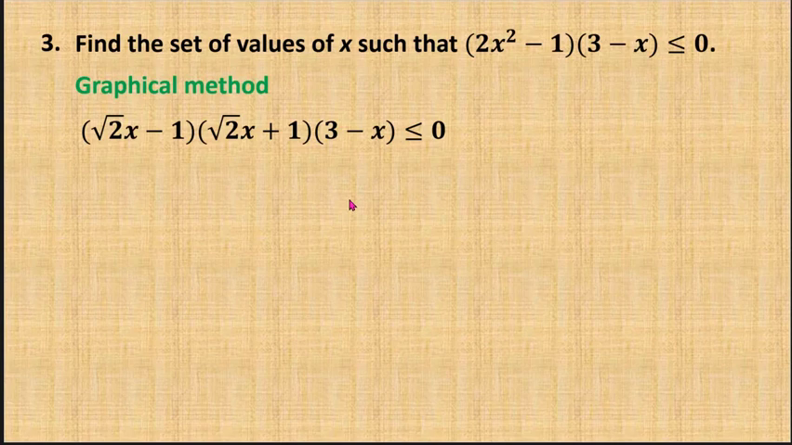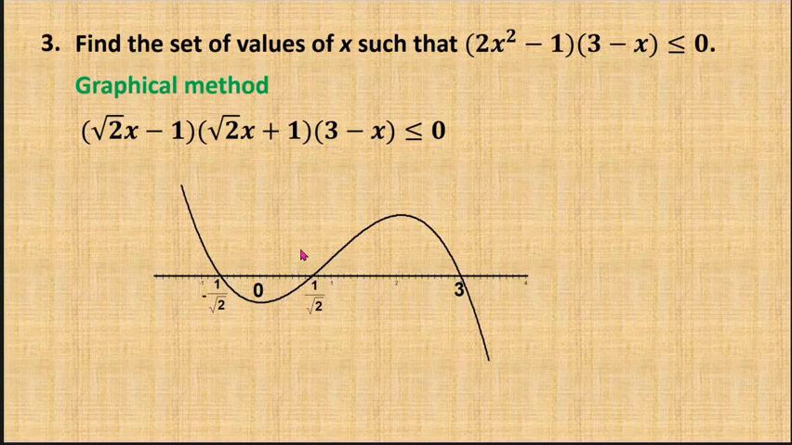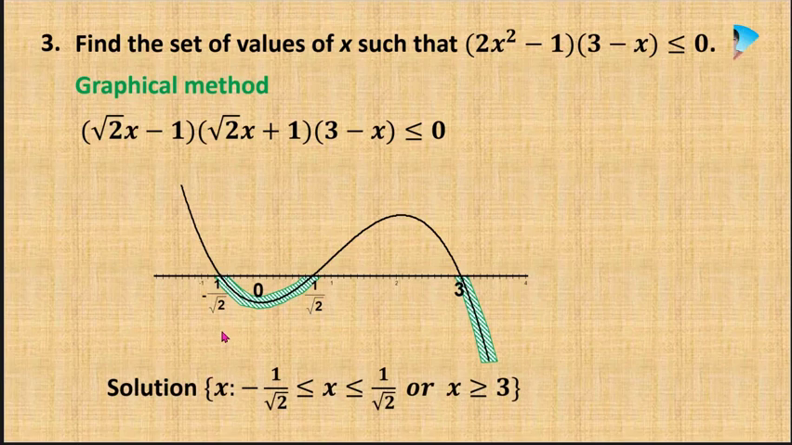So now I'm ready to sketch the graph. After sketching, the graph looks like this. And since the inequality is less than or equal to 0, the part of the graph which is below the x-axis should be marked. Based on the graph, the solution is x is between negative 1 over square root of 2 to positive 1 over square root of 2, or x is greater than 3.